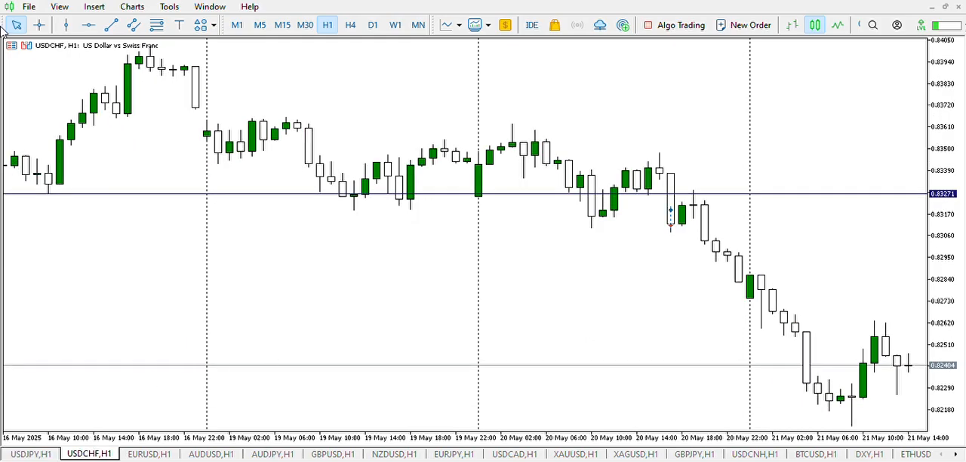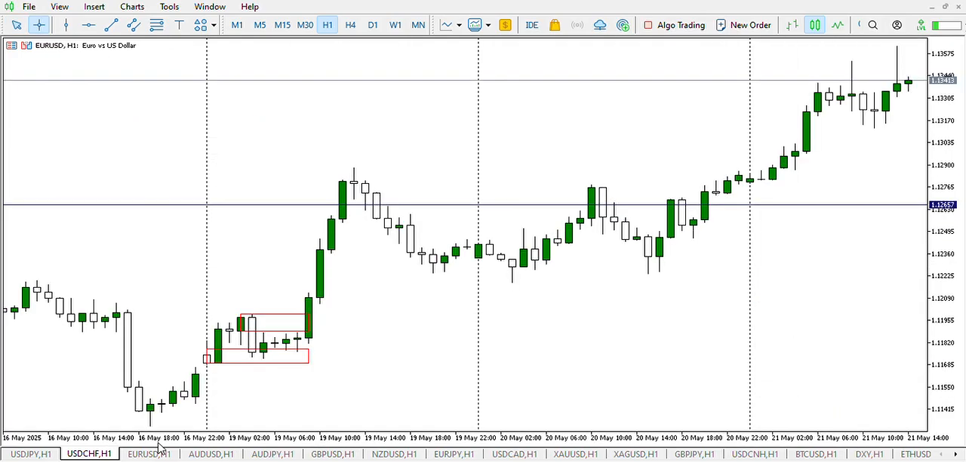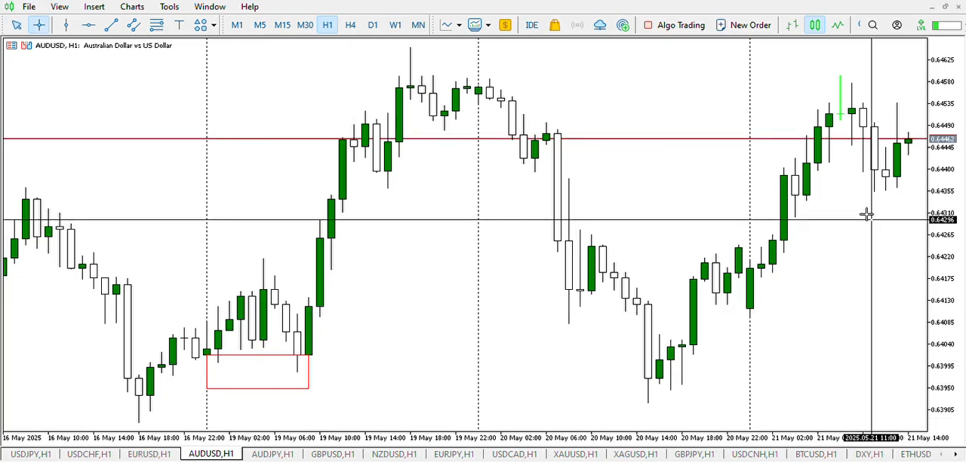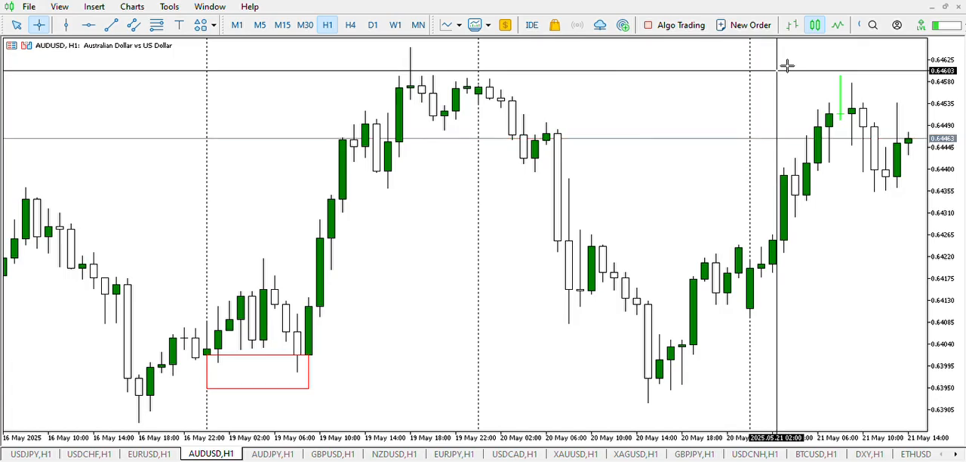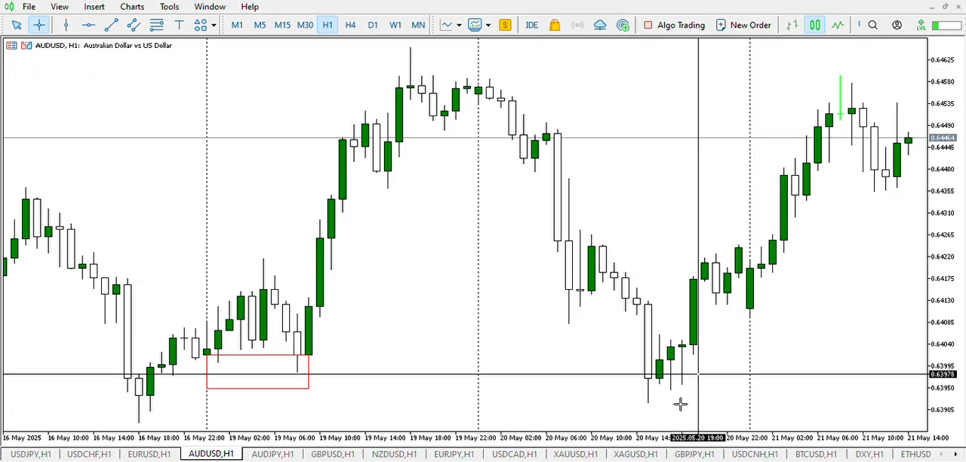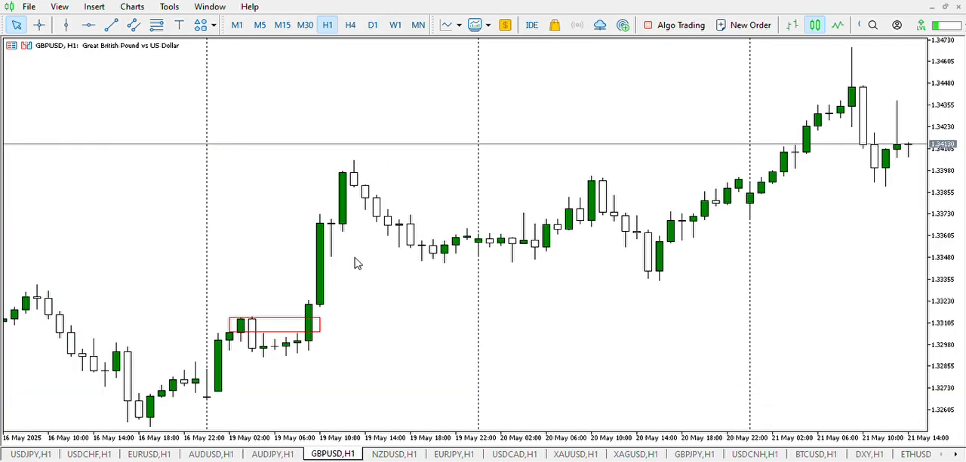On USD CHF, we do not have a strong pattern at the support, so we are going to ignore this pair and see how it plays out later in the day. On EUR USD, no strong support or resistance on the 1 hour. On AUD USD, no strong support or resistance on the 1 hour as we look out for the peaks. So we can check the peak, the high here and the low here as well. That's where we look out for. On AUD JPY, we do not have a critical support or resistance as well. On GBP USD, we do not have a critical support and resistance as well.